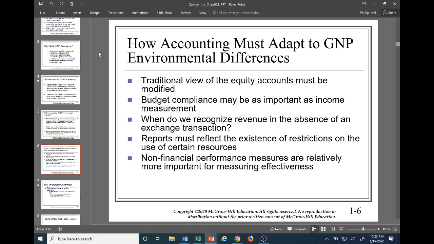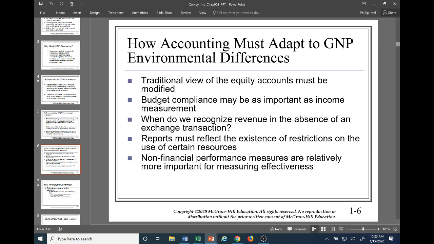Reports must reflect the existence of restrictions on the use of certain resources. This is where fund accounting is going to come into play. Funds are going to be used for different reasons. So if we put the money in different funds, we can keep up with what the purposes are without them being all mixed up. Does that make sense? So that's how we're going to handle reports having restrictions on the use of certain resources.